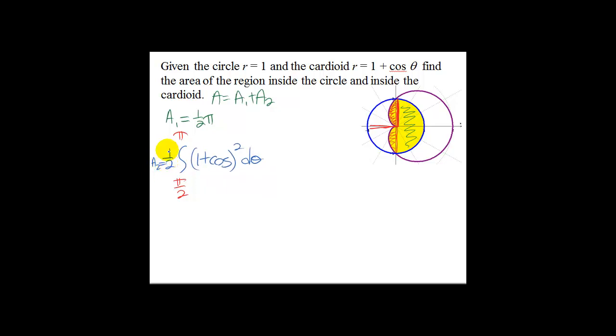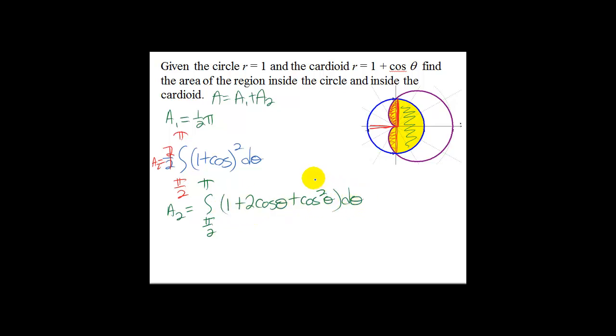So this would give us our area 2. Then if we took that and multiplied it by 2 so we could get that other piece as well, this would give us area 2. So those will just cancel there. So let's see what we've got here. Area 2 is going to be the integral from pi over 2 to pi of 1, I'm multiplying this out, plus 2 cosine theta plus cosine squared theta d theta.